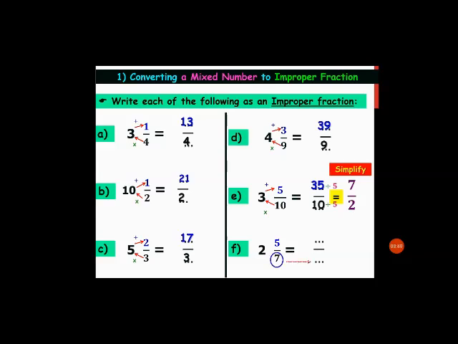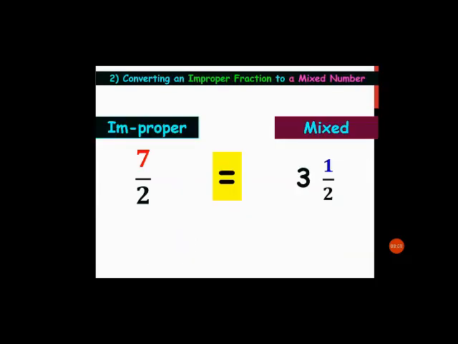Here, put the 7 as it is. 2 times 7 equals 14. 14 plus 5 equals 19. Now, how do we convert from an improper fraction to a mixed number? Here we have a different way.